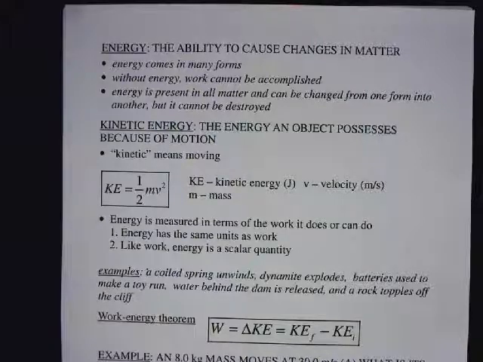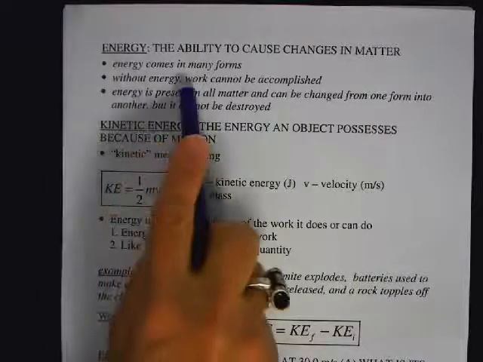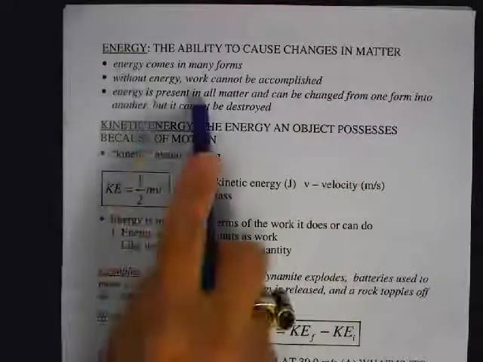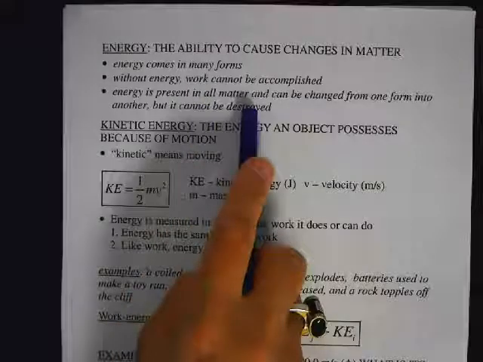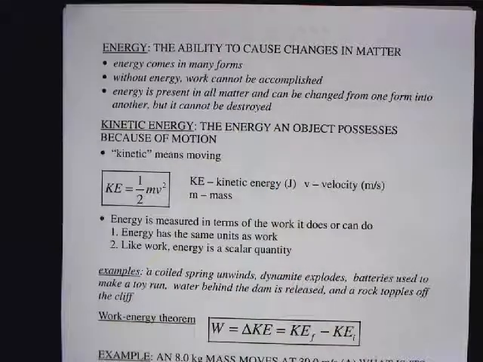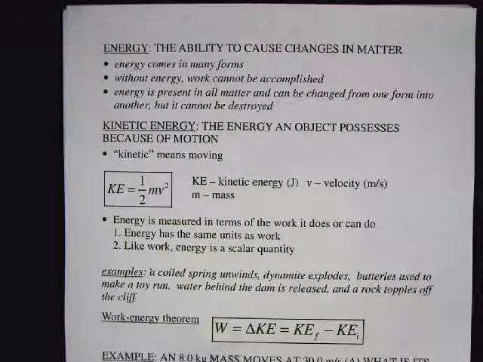Energy comes in many forms. This is not the only chapter we're going to be talking about energy or types of energy. Without energy, work cannot be accomplished, and energy is present in all matter and can be changed from one form to another, but cannot be destroyed. So the first type of energy we're going to talk about is kinetic energy.